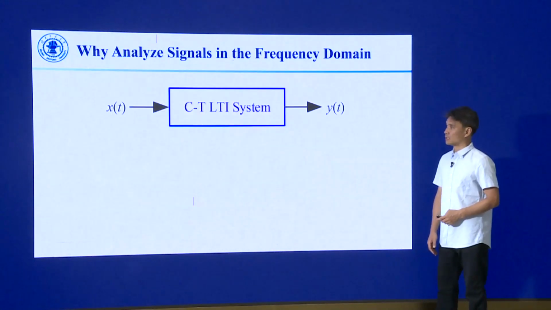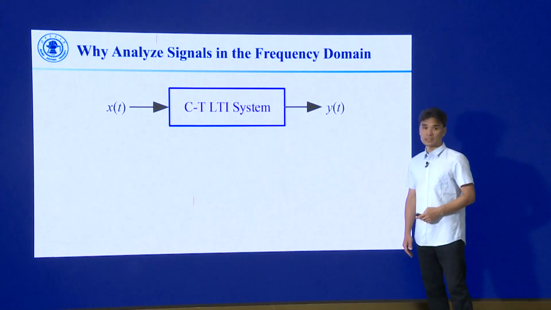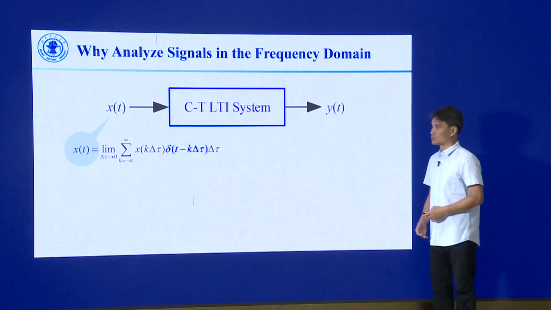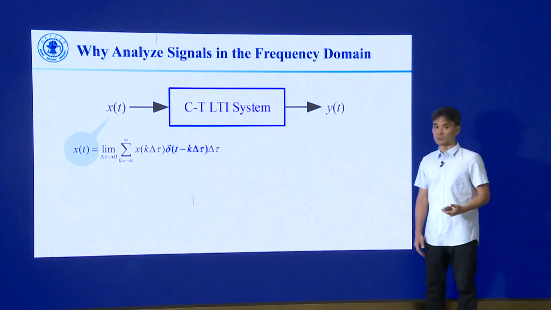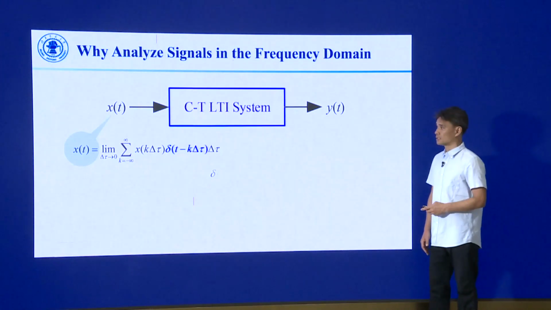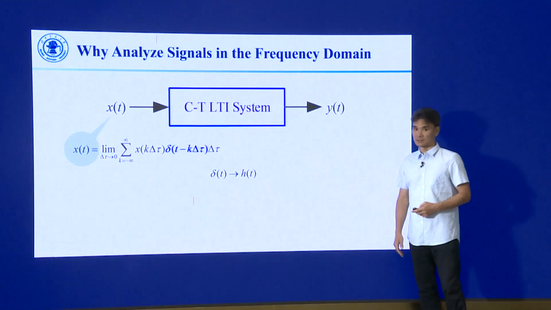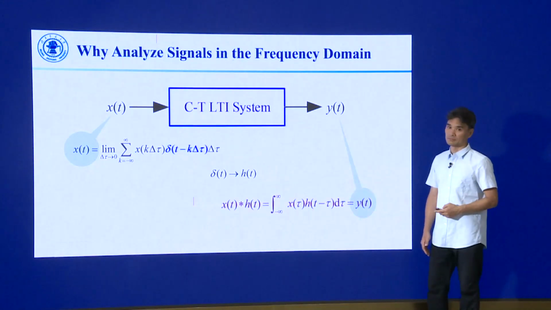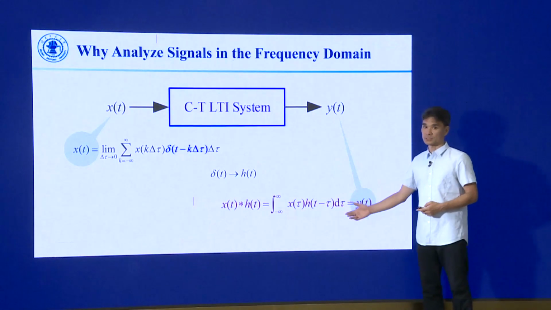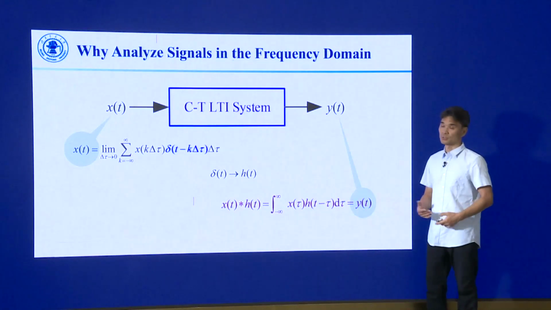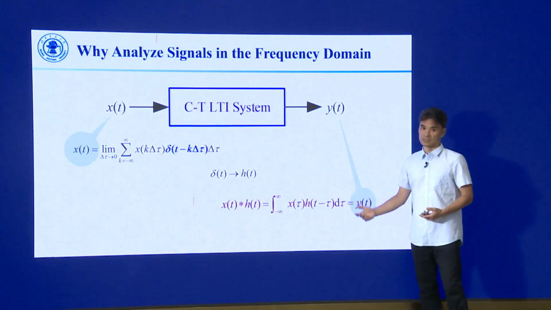We already learned that in the continuous time domain, for any LTI systems, we can analyze the system's property and the input and output. Assume that the input signal can be broken into a linear combination of delta functions and their time shifts, and that the response of an LTI system to the delta function is the impulse response h of t. Then the output of the system can be represented by this equation. We call this convolution.